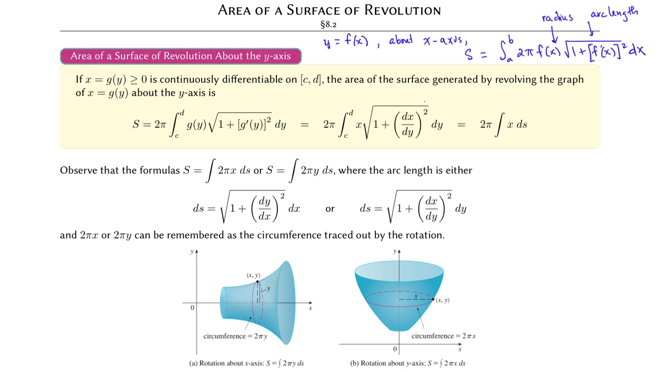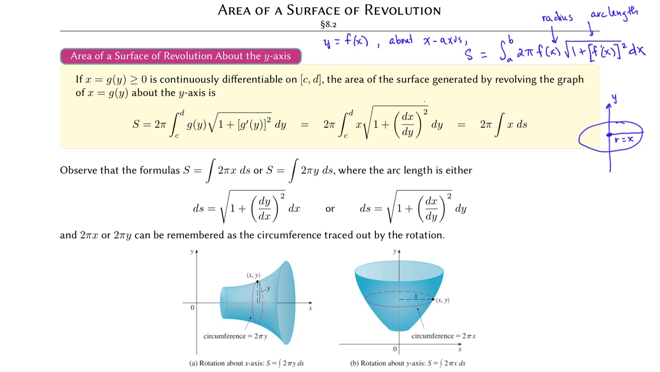If the function is given in terms of y and the curve is rotated about the y-axis, then the radius is now in terms of y and the arc length is also in terms of y, where if we were to rotate about the y-axis, then the radius is x.